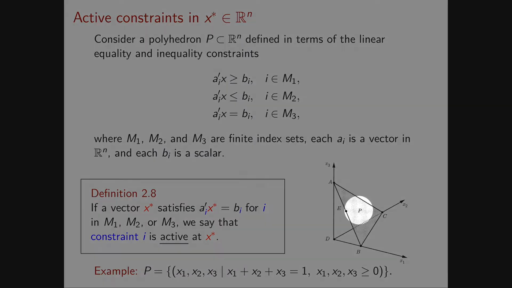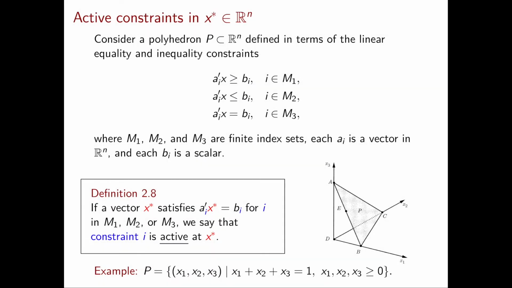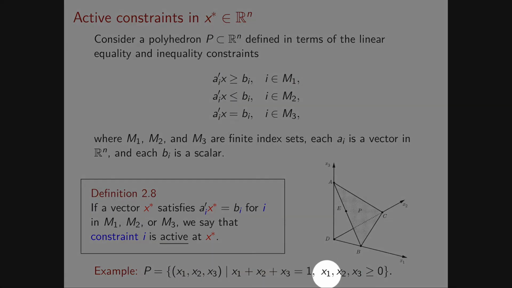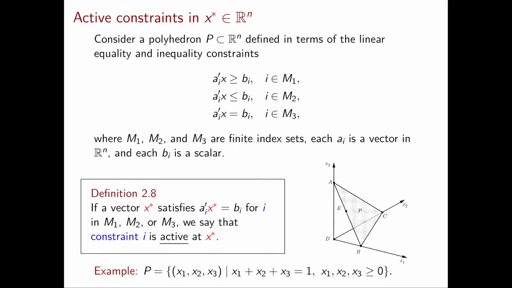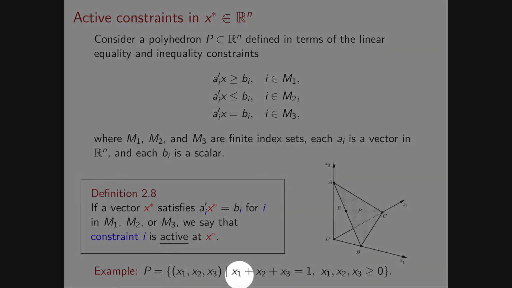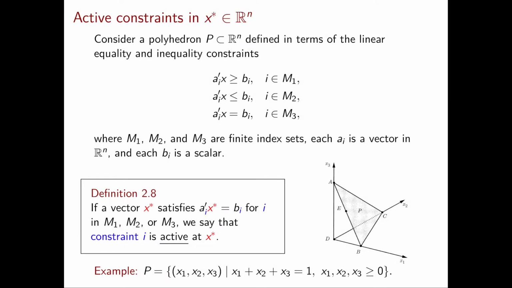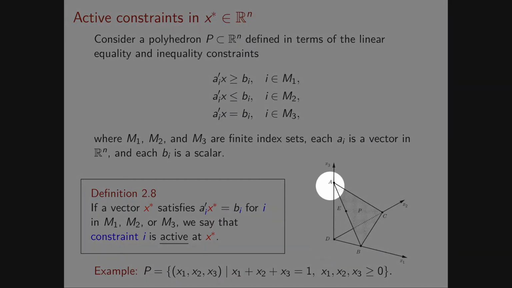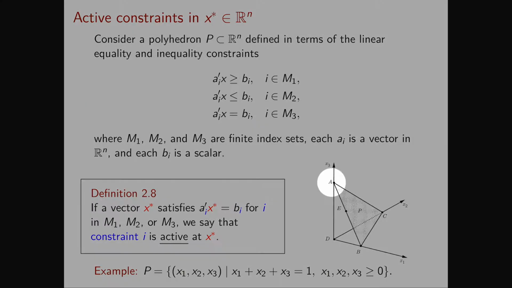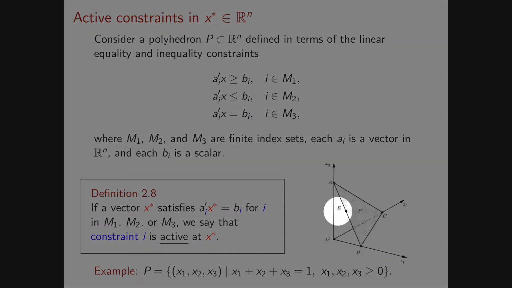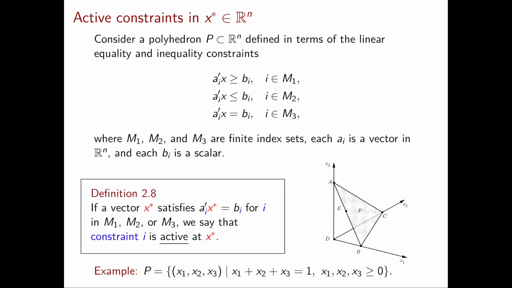Let's see an example here. We've already seen the polyhedron in the example, which is defined by non-negativity inequalities x1, x2, and x3 greater than or equal to 0, and the equality constraint x1 plus x2 plus x3 equal to 1. In the picture, we have a number of vectors that are highlighted. These are A, B, C, D, and E. So we can check for each of them which are the active constraints among those that define P.